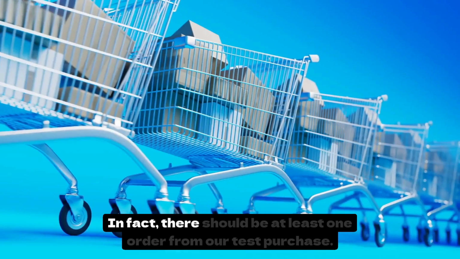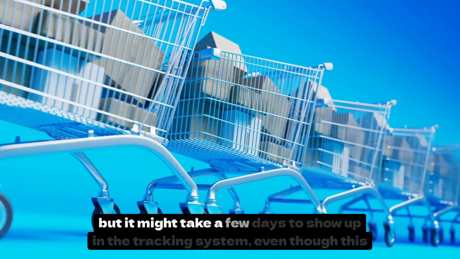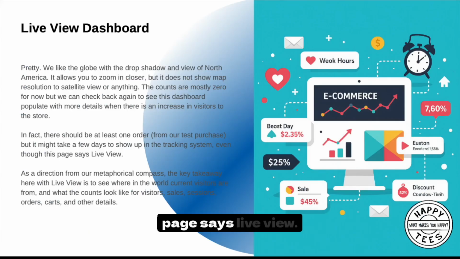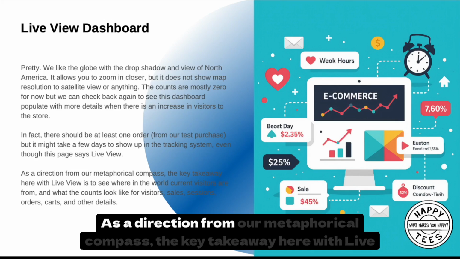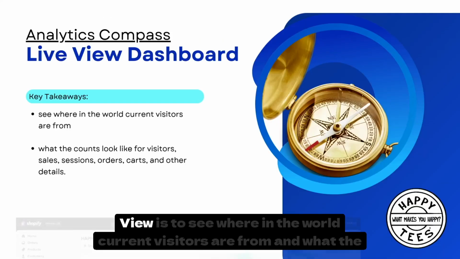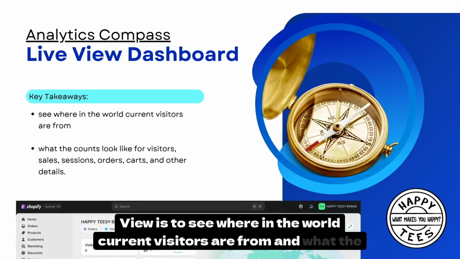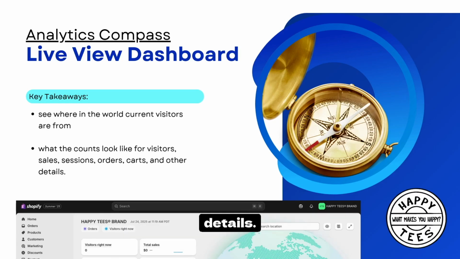In fact, there should be at least one order from our test purchase, but it might take a few days to show up in the tracking system, even though this page says Live View. As a direction from our metaphorical compass, the key takeaway here with Live View is to see where in the world current visitors are from and what the counts look like for visitors, sales, sessions, orders, carts, and other details.